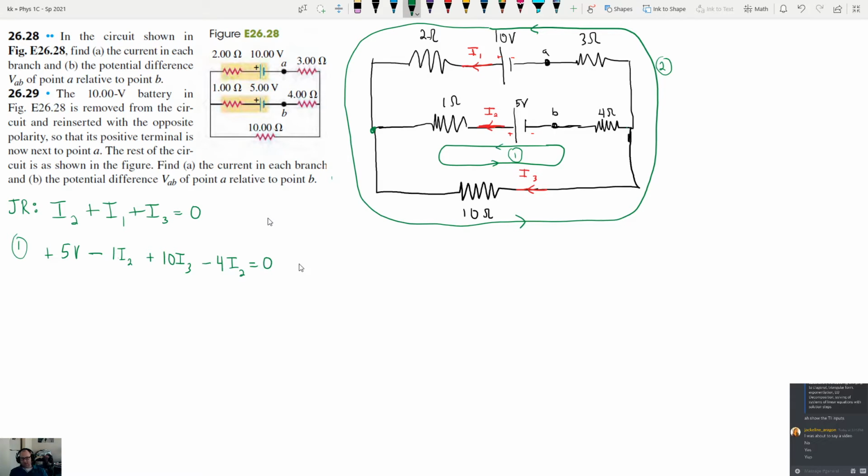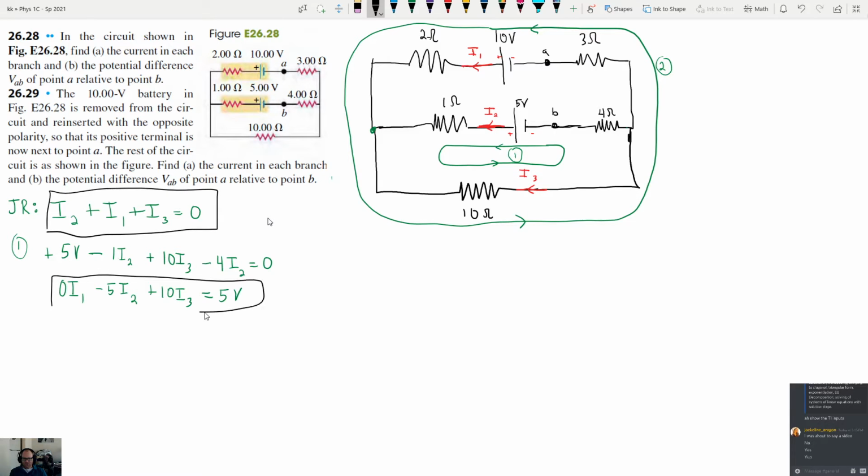And we might as well go ahead and rearrange this in the form that we want it to be. So there's no I1 terms, right? So this is going to be 0 I1. I2 looks like negative 5 I2, plus 10 I3 is equal to 5 volts. We could even simplify this equation if we want to. We could divide through by 5, but let's not do that. Okay, so we've got this equation for loop 1. And now we want to do loop 2.